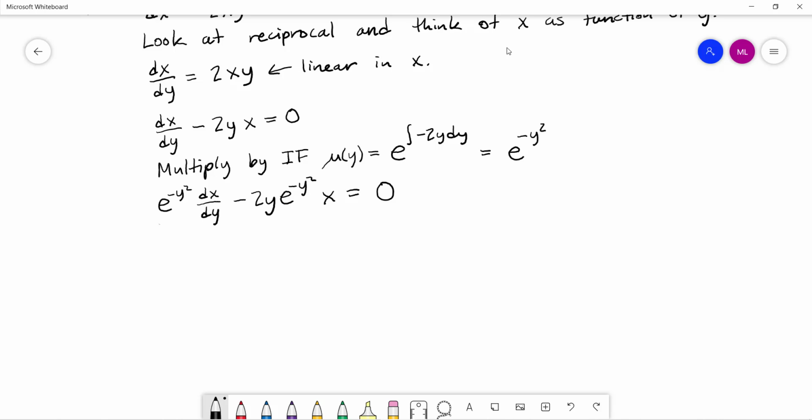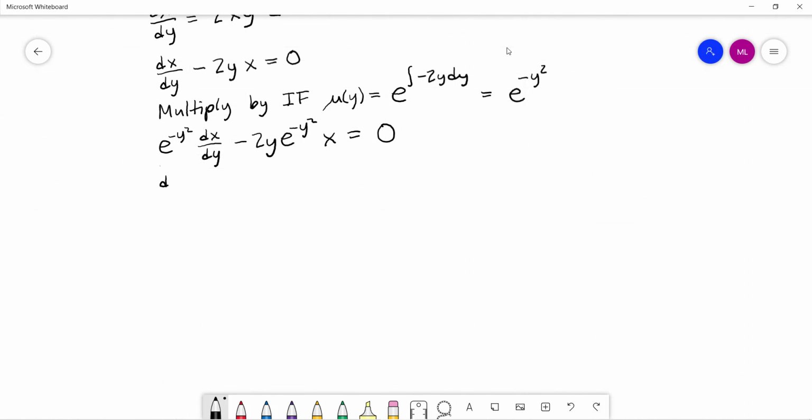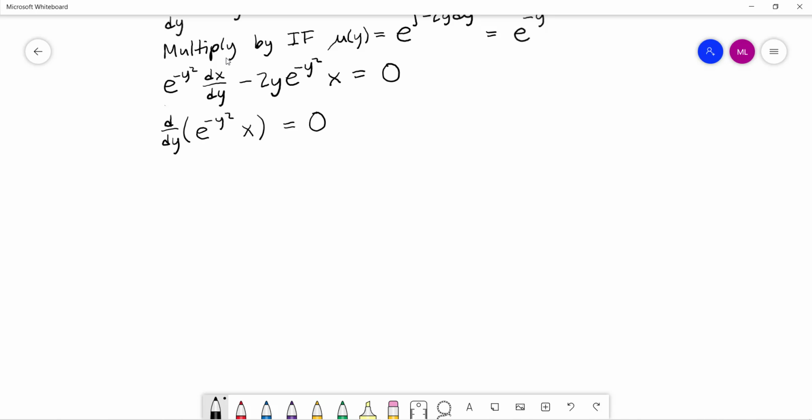So here's me having multiplied through, and now I'll claim that this is the derivative d dy. The derivative, remember, it's with respect to y, of e to the negative y squared times x. That's equal to 0. And then we integrate both sides with respect to y. And on the right-hand side, I'm just going to get a constant. And on the left-hand side, I get e to the negative y squared times x. And when we solve for x, I will get that x equals c e to the positive y squared.